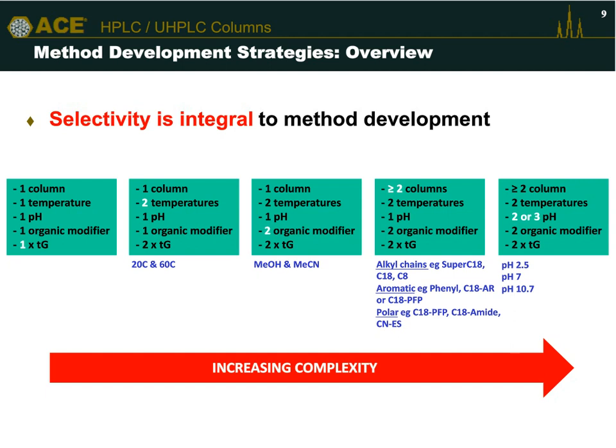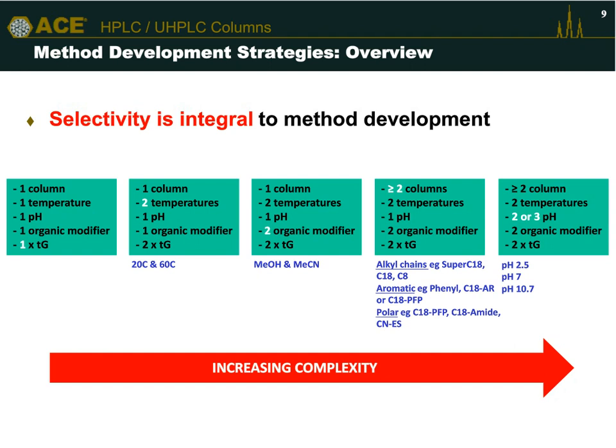And then we have phases that allow some type of polar interaction. The pentafluorophenyl will give us some dipole type interactions as a mechanism of interaction. We've got polar embedded phases such as the C18 amide, and then we also have a cyano phase there, giving us a slightly different selectivity again. All of these different types of phases have different mechanisms of interaction, and they affect selectivity in a different way. That's useful for us in method development.